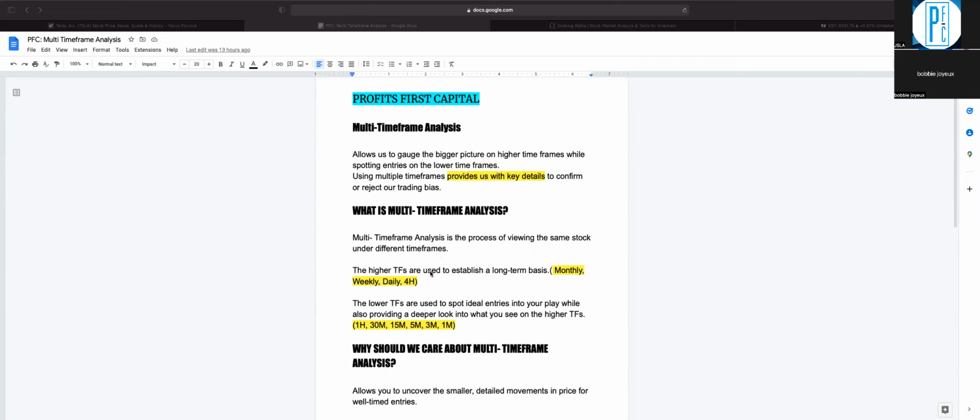The higher time frames are used to establish a long-term bias. I want you to put this in your notes: the higher time frames tell you the overall bigger picture. That's what we use those time frames to understand, where the stock is headed on a longer basis. The time frames we use to establish a long-term bias are the monthly, the weekly, the daily, and the 4 hour. Those are your higher time frames where we normally come up with some type of direction, right?